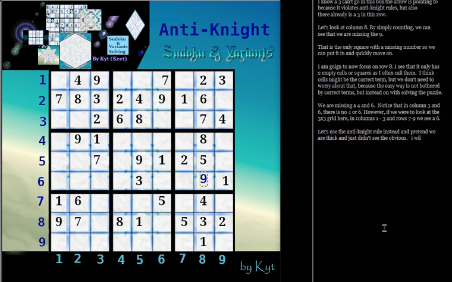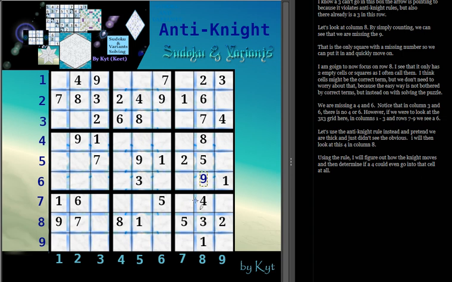I will then look at this 4 in column 8. Using the rule, I will figure out how the knight moves and then determine if a 4 could even go into that cell at all. It won't work anyways.